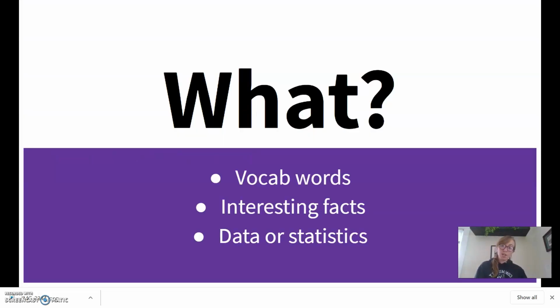All right, and what should we write down? Definitely write down any vocab words that you're hearing, right? I usually have the vocab word posted at the top of a slide, and you know that that's important. You know that you should write that down. You can also write down anything that's interesting or sticks out to you. And usually things with numbers are good to write down.